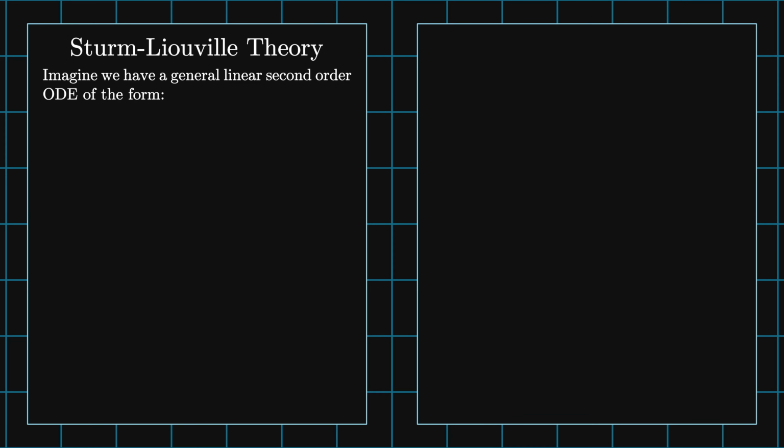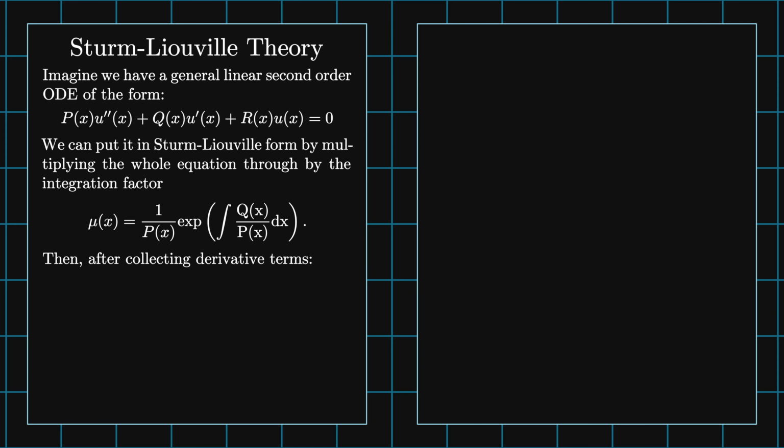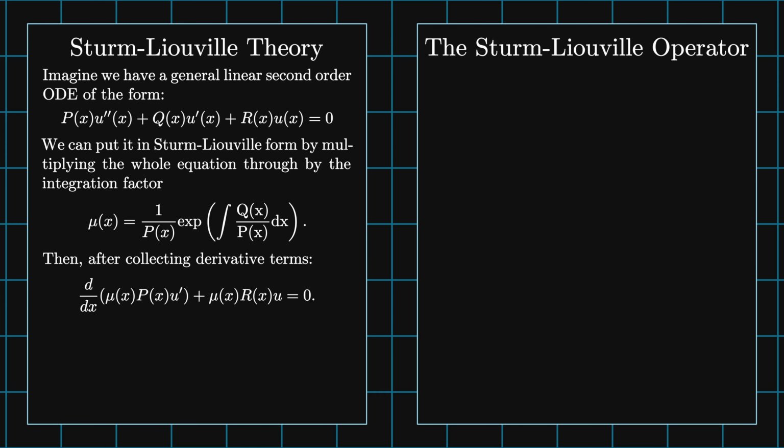Imagine we have a general linear second-order ODE of the form p(x) u''(x) plus q(x) u'(x) plus r(x) u(x) equals 0. I said that you can put any linear second-order ODE in Sturm-Liouville form, but it isn't necessarily obvious how we do that. We can do this by multiplying the whole equation through by the integration factor, mu(x) equals 1 over p(x) times e to the integral of q(x) over p(x) dx. Then in Sturm-Liouville form, the equation can be written as d/dx of mu(x) times p(x) times u' plus mu(x) times r(x) times u equals 0.